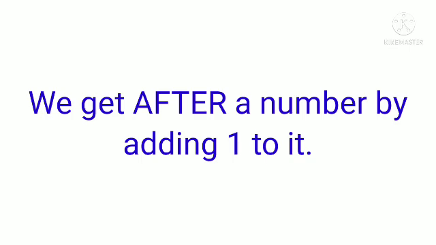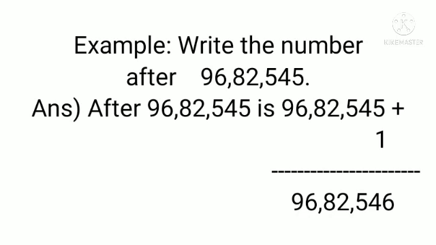How do we get a number after a number? By adding 1 to it. You know, after 5, it is 6. 5 plus 1 is 6. This condition can be applied for large numbers also. For example, write the number after 96,82,545. Here we added 1.